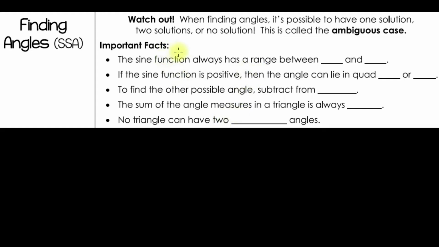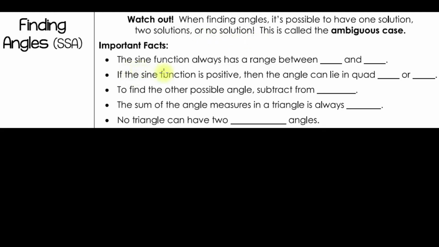Okay, but you got to watch out because when finding angles, it is possible to have one solution, two solutions, or no solution. The sine function always has a range between -1 and 1. Okay, if the sine function is positive, then the angle lies in quadrant 1 or quadrant 2. Okay, sine positive is in quadrant 1 or 2. To find the other possible angle, you subtract that from 180.